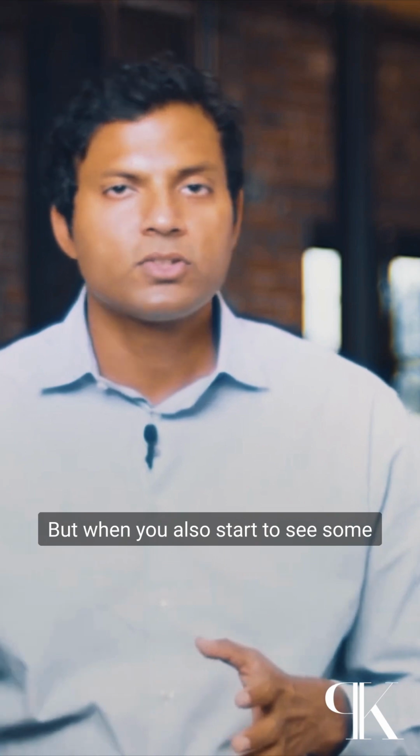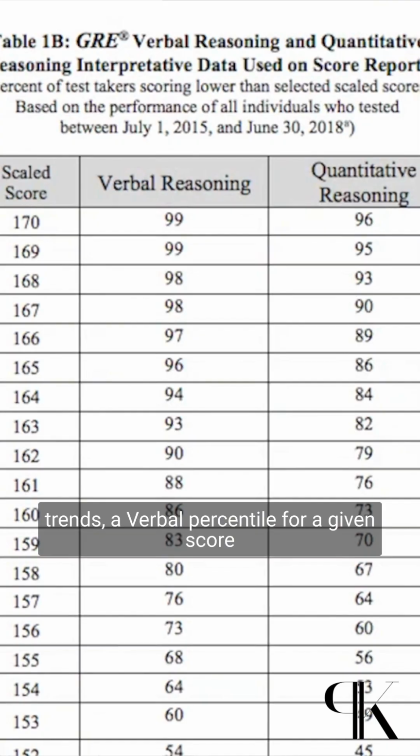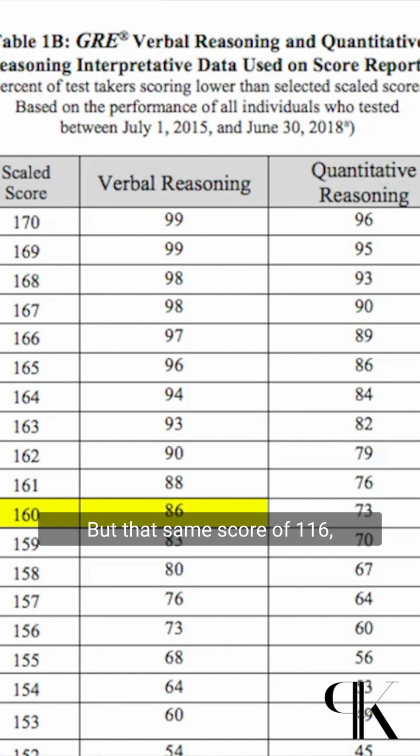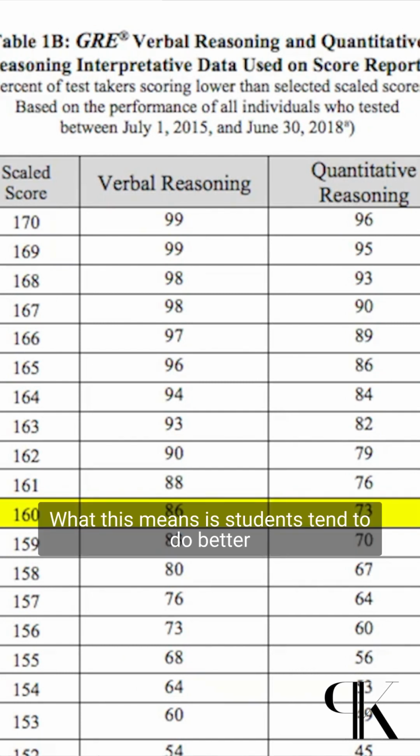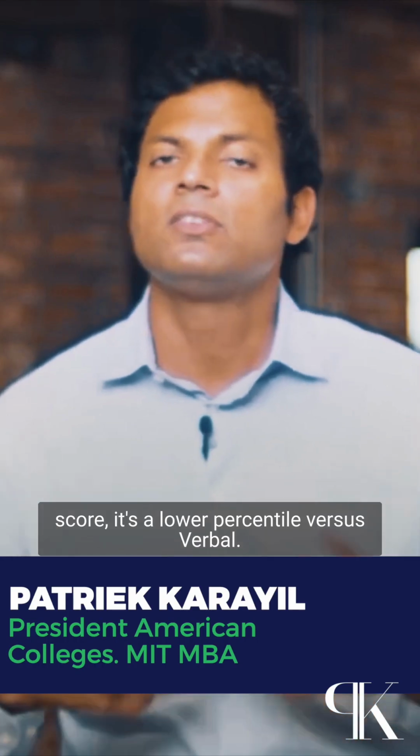But you also start to see some trends: a verbal percentile for a given score is much higher than the quant percentile. As an example, if we look at a score of 160 in verbal, that equates to roughly the 86th percentile. But that same score of 160 in quant is only the 73rd percentile. What this means is students tend to do better in the quant, which is why for that given score it's a lower percentile, versus verbal, where for a given score it's a higher percentile.